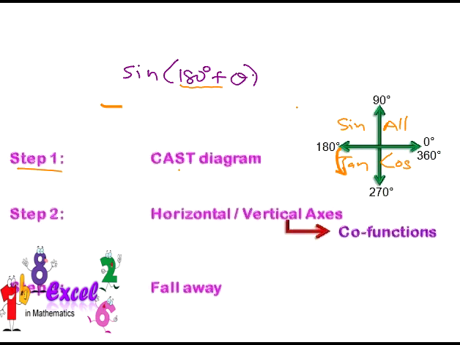That's step 1. Step 2 says, look at the 180 degrees. Is that a horizontal or a vertical axis? If it is a horizontal axis, as it is in this case, because 180 degrees lies on the horizontal axis, then sine would stay sine. So we can just write it in. If it was a vertical axis, so either 90 degrees or 270, sine would change into its co-function, which is cos. Sine and cos are co-functions of each other.